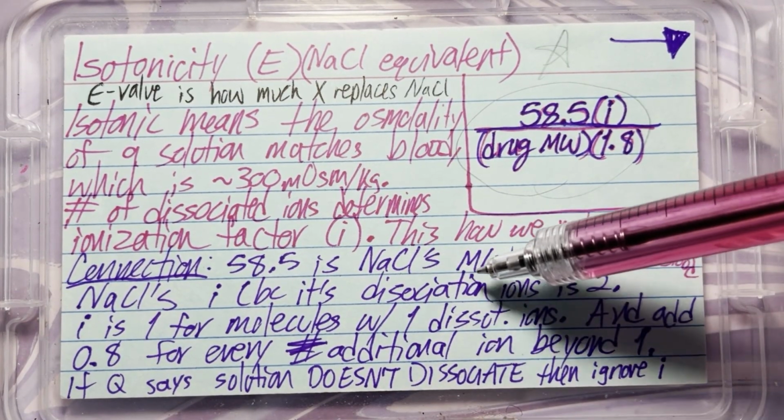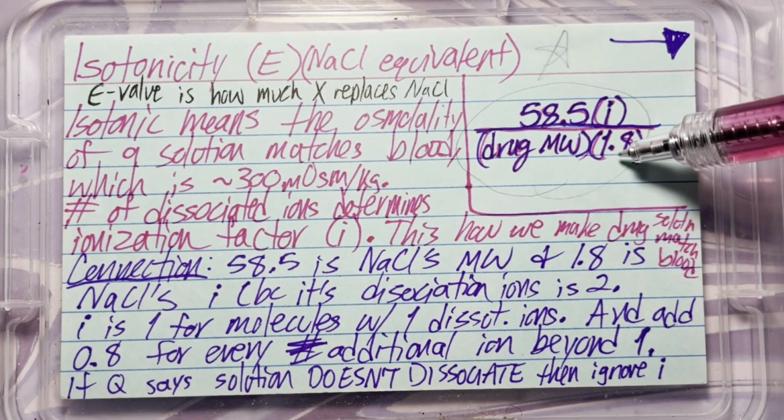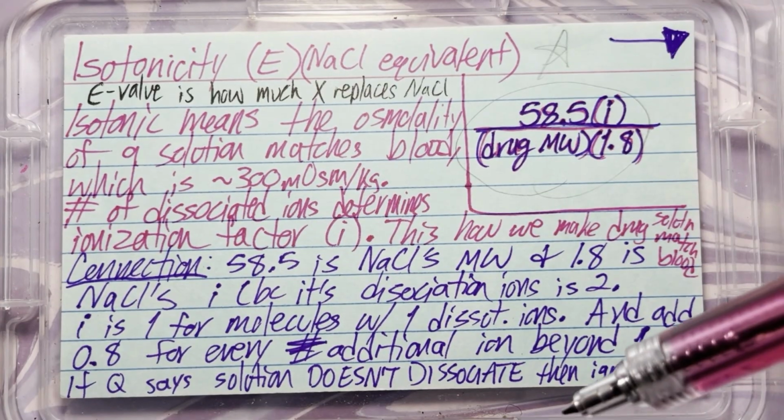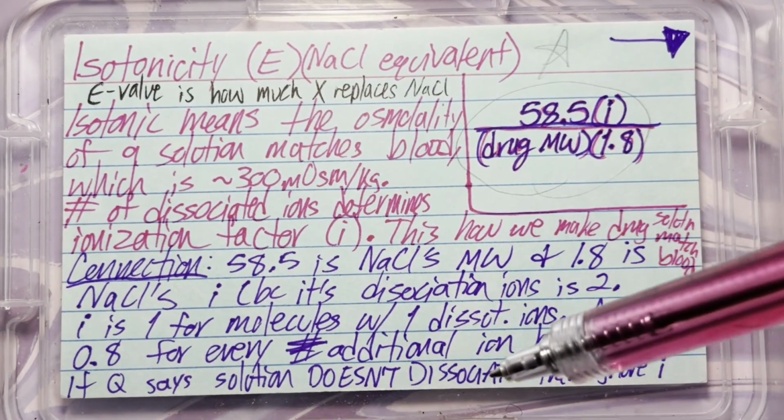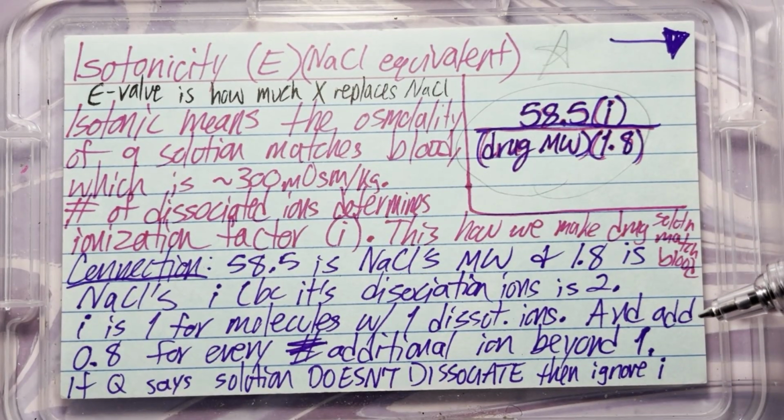So that's why sodium chloride's I is 1.8. And that's why it's included in this equation, because we need the equivalent for the drug. If the question says the solution doesn't dissociate, just ignore the I altogether in the equation.